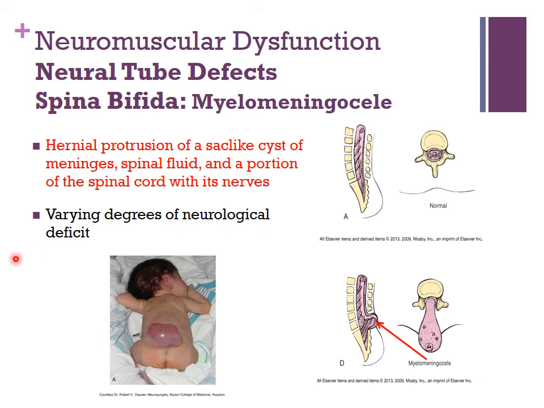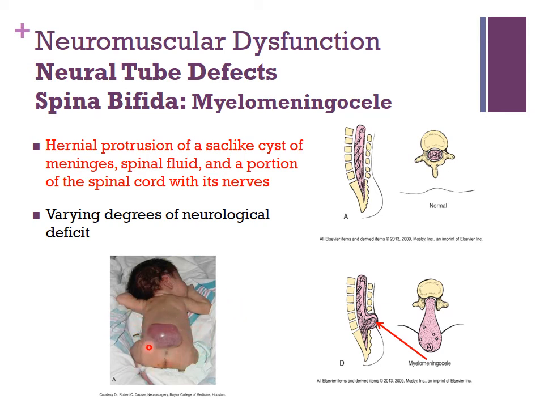And so there's varying degrees of neurological deficit depending on how severe it is. This is a real life baby with it right here. Typically, when people say spina bifida, they're referring to a myelomeningocele, but just know that it doesn't have to be just a myelomeningocele. It can be a meningocele too.